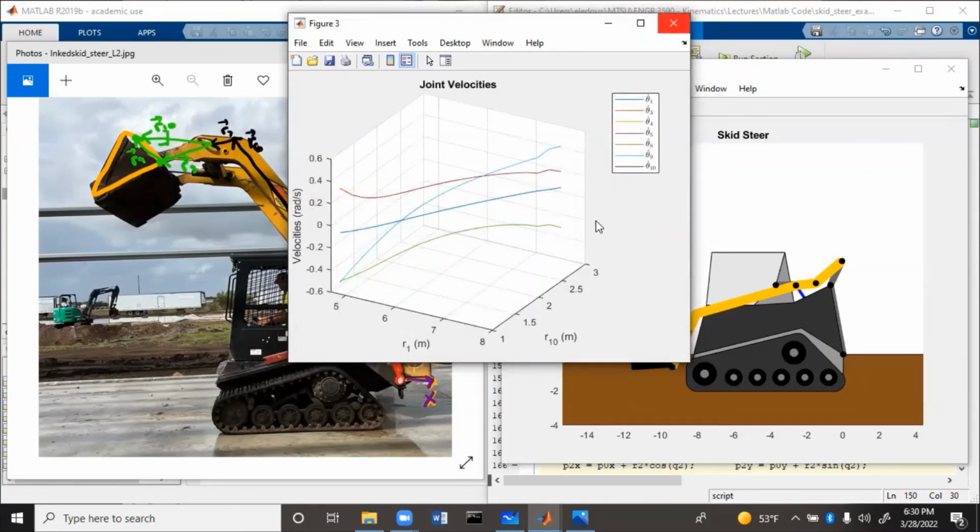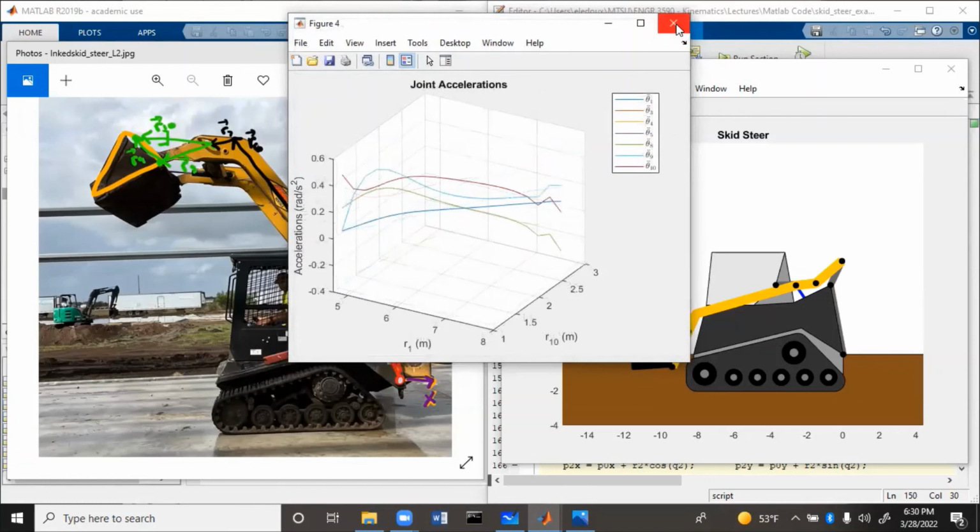So let's look at velocity. So the velocities here, you see there aren't as many lines, and that's a good thing because theta 4 dot, theta 5 dot, theta 6, 7, and 8 are all the same velocity. So that's how come you don't see as many lines, because they're underneath each other. Same thing for joint accelerations. We don't see as many lines because theta double dots, 4, 5, 6, 7, and 8 are all the same thing.